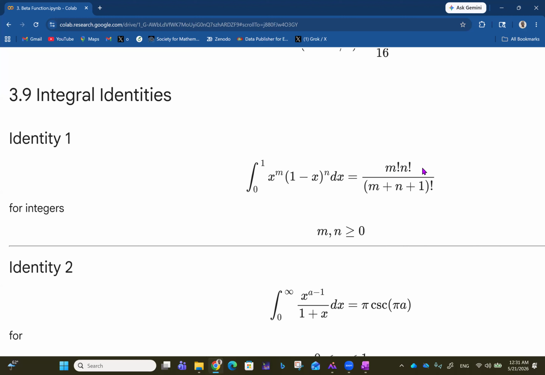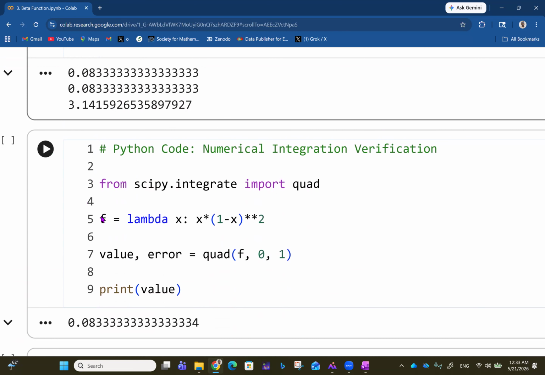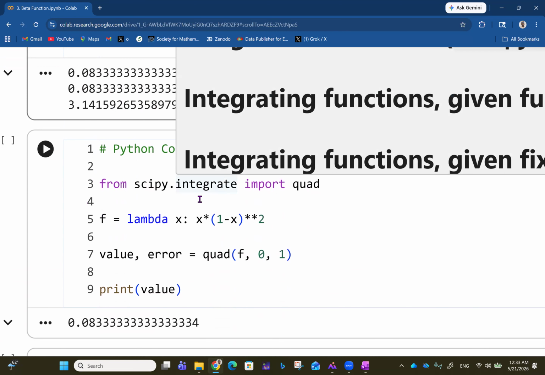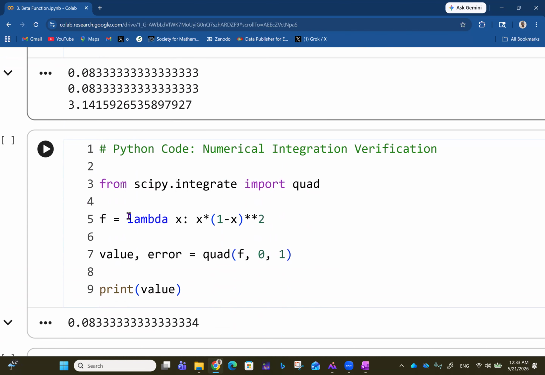Then beta of 0.5, 0.5, you get 3.142, that's pi, right? Because that's root pi times root pi over 1. Then coming here, numerical integration verification. From scipy.integrate, you want to import quad. I also did this under scientific computation with Python. If you define the function x times (1 minus x) all squared, and you integrate it from 0 to 1, just to compare how the beta thing goes, you then have 0.0833, and that's exactly what we have coming on here.